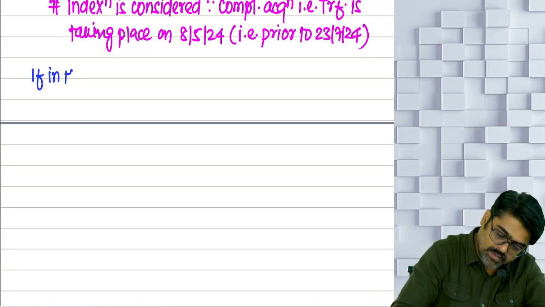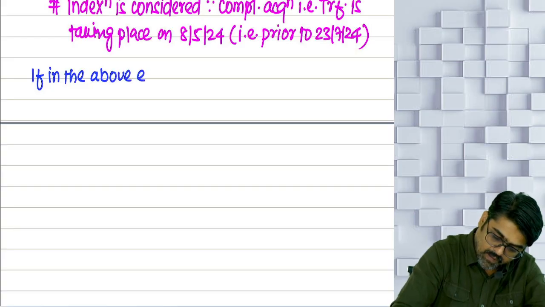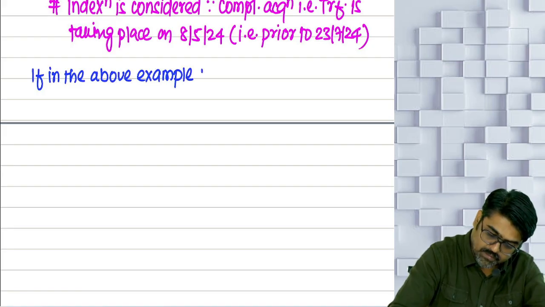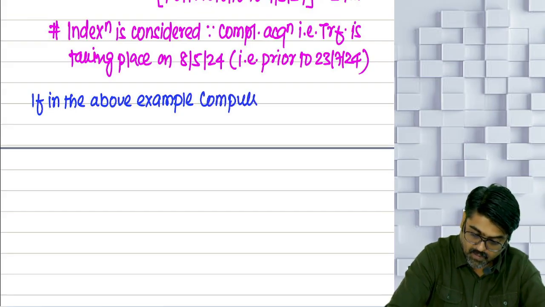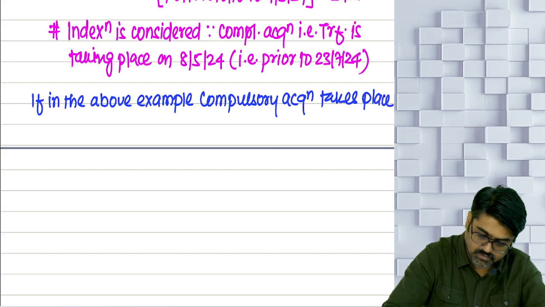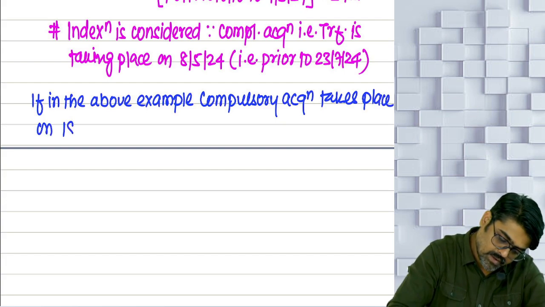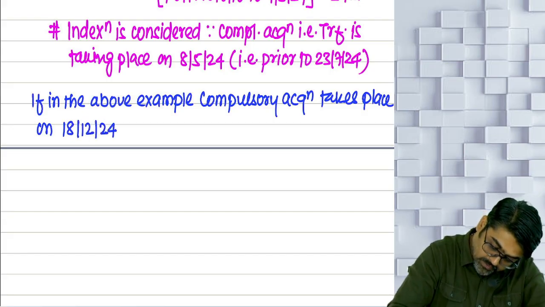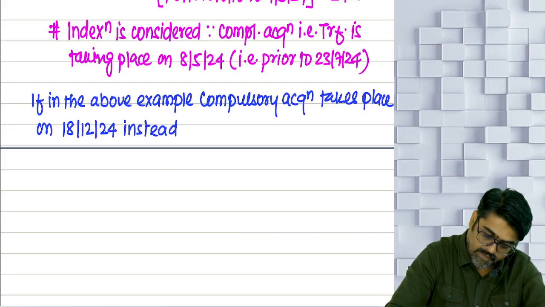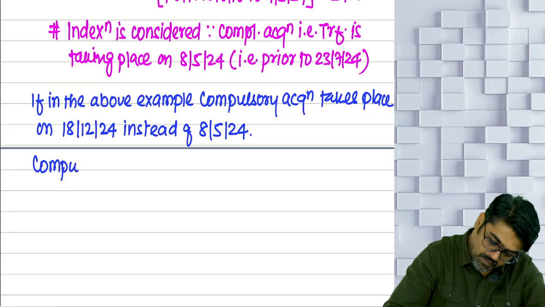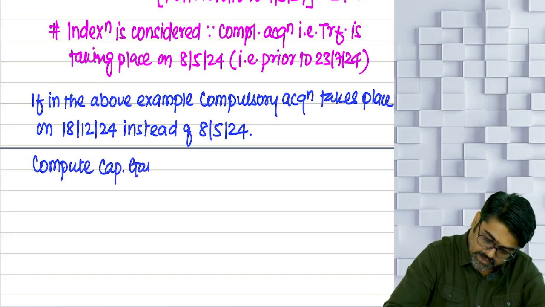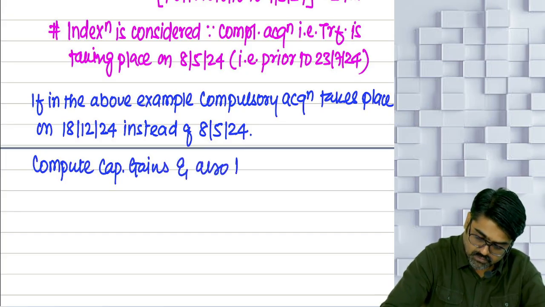Now, if in the above example, compulsory acquisition takes place on 18th December 2024 instead of 8th May 2024. Compute capital gains and also tax on such capital gains.